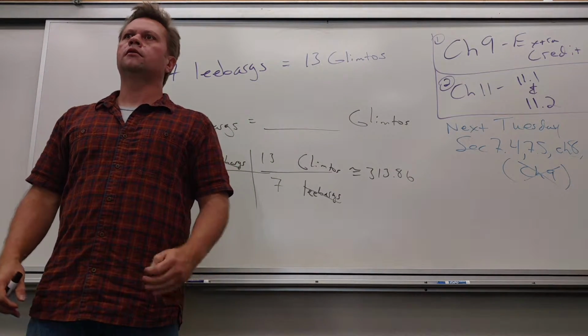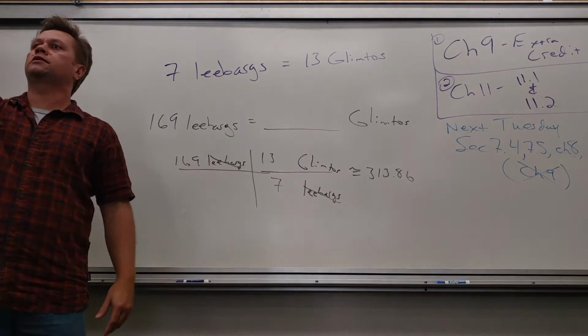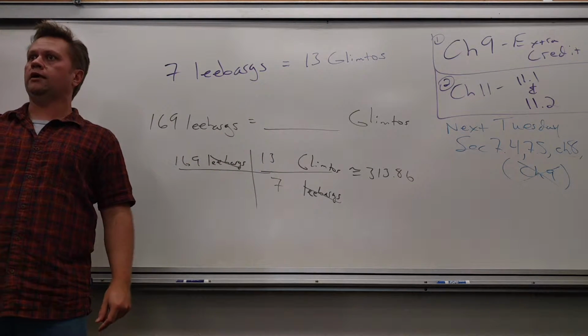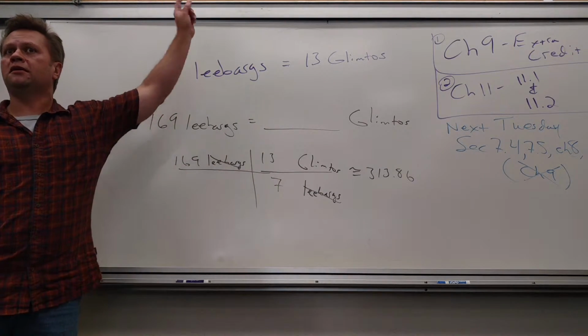So what you do, you divide it. Take 169. What do I do with the 13 because it's on the top? I multiply by it. And then what do I do with the 7? I divide by it because it's on the bottom.